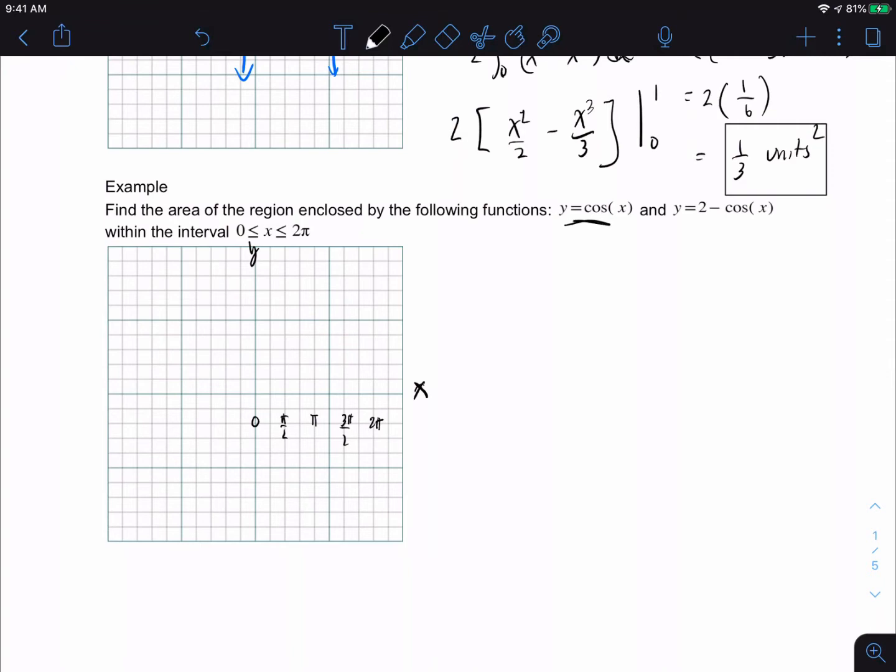Now, I'll make y equals cosine of x my black. And so we know for cosine we start at 1.